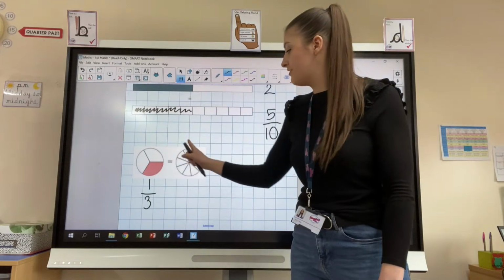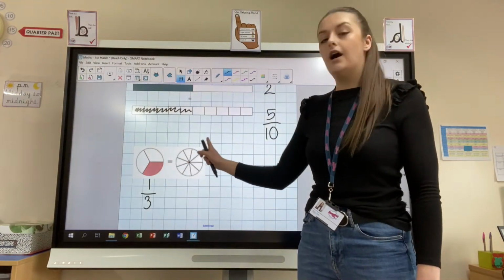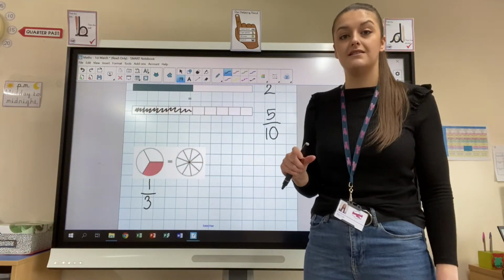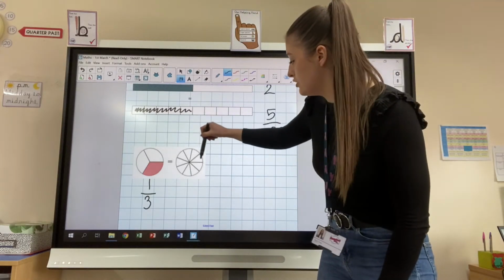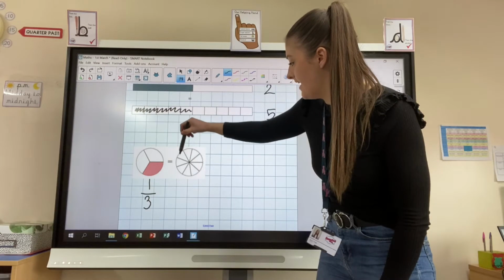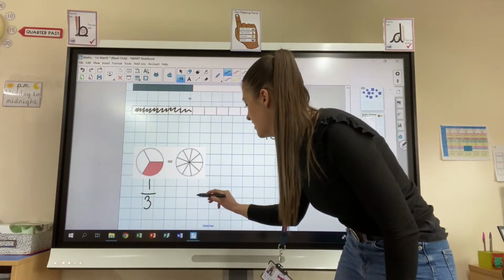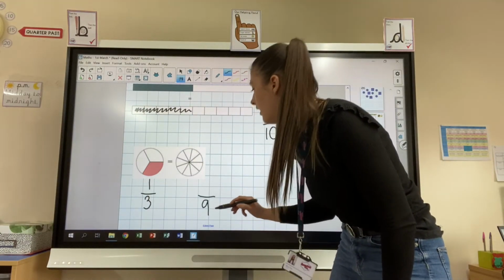And it's telling me that a third is the same as, and I've got another shape here that's been split into lots of different equal parts. So let's see how many. 1, 2, 3, 4, 5, 6, 7, 8, 9. So this shape has been split into 9 equal parts.